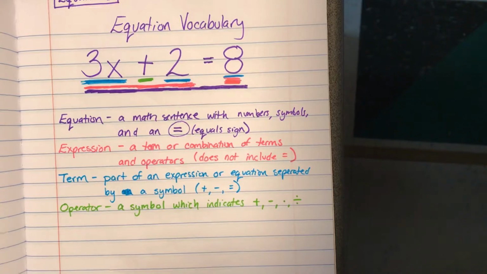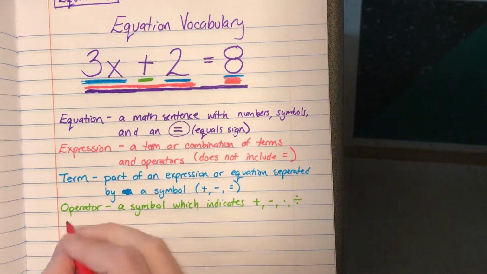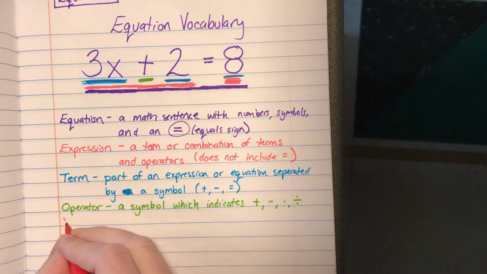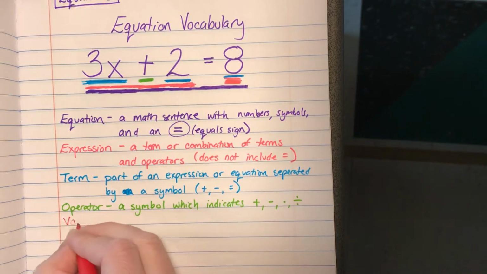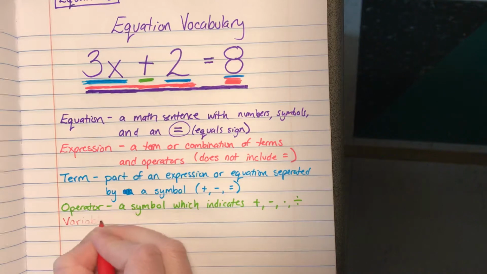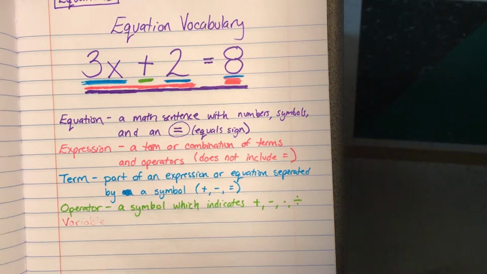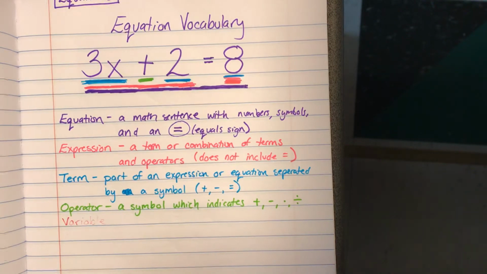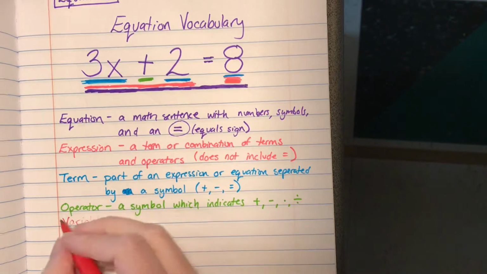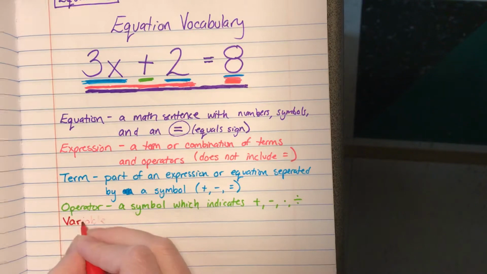All right, I'm changing colors again. And now let's talk about a variable, V-A-R-I-A-B-L-E. I don't think my red is going to work. Let's find another one. Hope you heard me throw that in the trash can. All right, let's try a different red pen. Here we go. Variable.